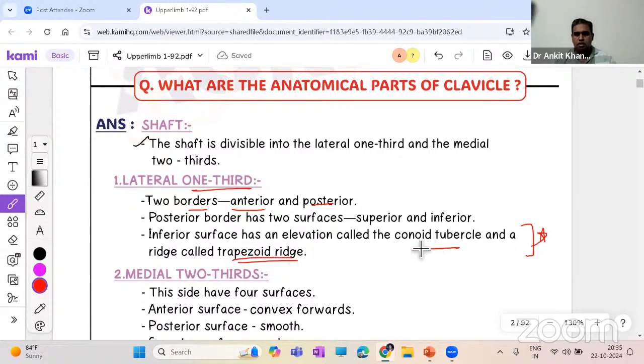And this is one of the most important points by which you identify the side of the clavicle. Because it is seen where? On the inferior surface. It is seen where? On the inferior surface. Okay. The medial two-third has 4 surfaces.